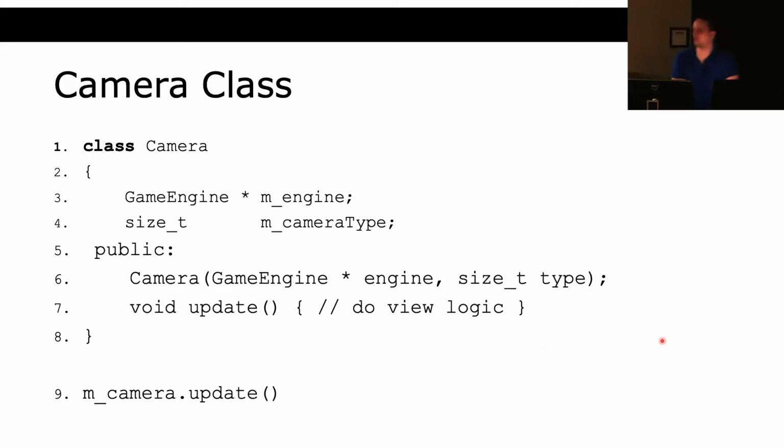Otherwise, you could have this idea of, okay, I've got a camera class, and this has an update method, and that's going to affect the camera, etc. This would be more of the object-oriented programming way of doing it.